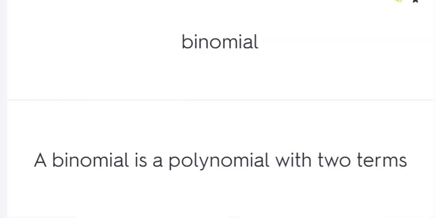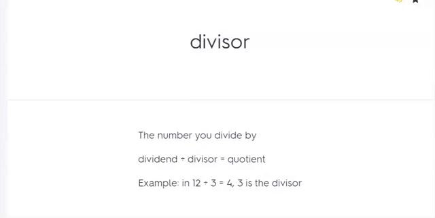Binomial: a binomial is a polynomial with two terms. Divisor: the number you divide by. Dividend divided by divisor equals quotient. Example, in 12 divided by 3 equals 4, 3 is the divisor.